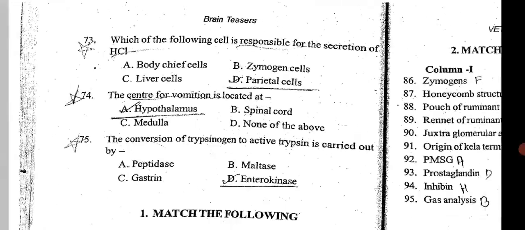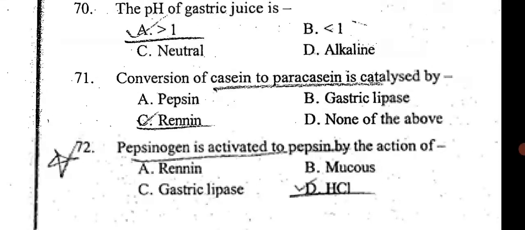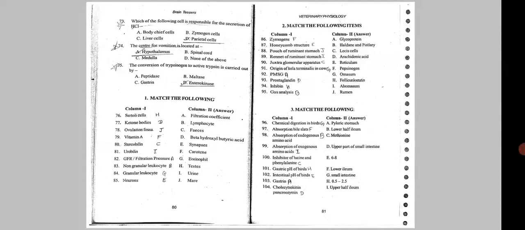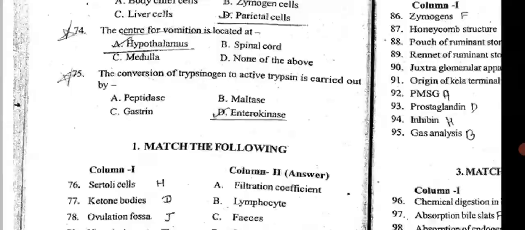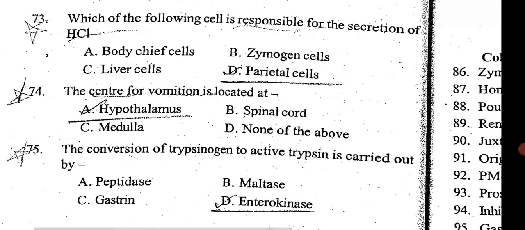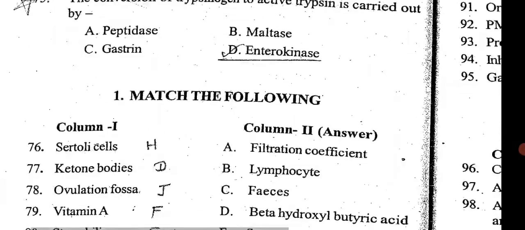HCl from parietal cells is responsible to convert pepsinogen to pepsin. Renin converts casein to para-casein. HCl converts pepsinogen to pepsin, and enterokinase converts trypsinogen to trypsin. The vomition center is in the hypothalamus, and parietal cells are responsible to secrete HCl.